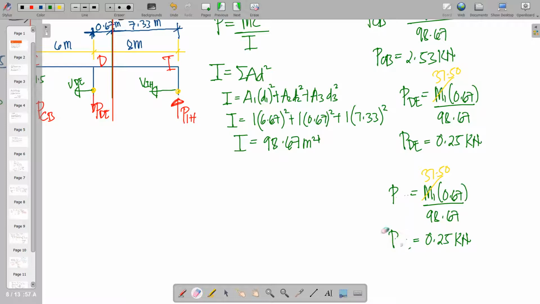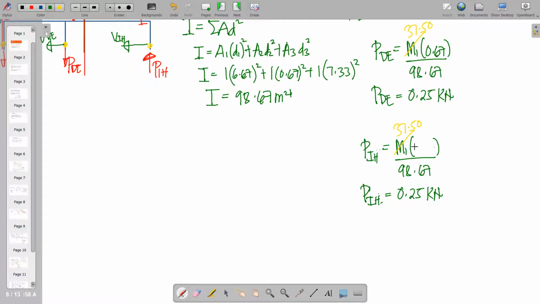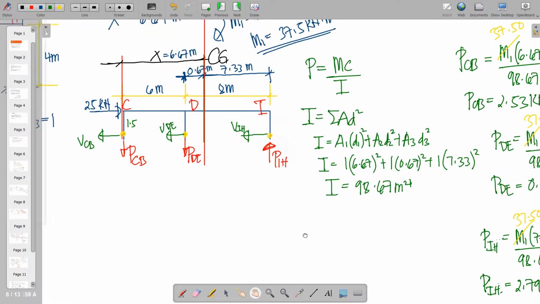This is IH. We just change this to how much? This is IH, that is 7.33. So we have 2.79 kilonewtons.